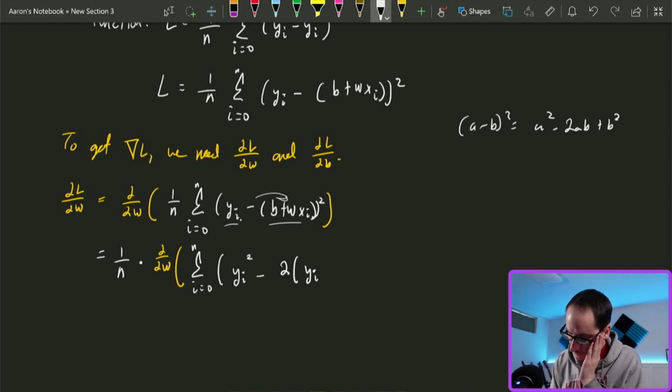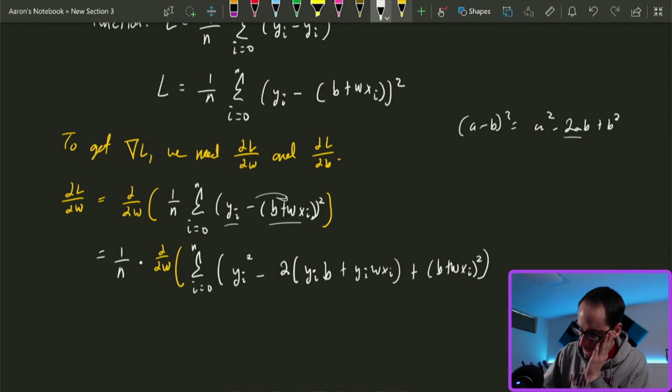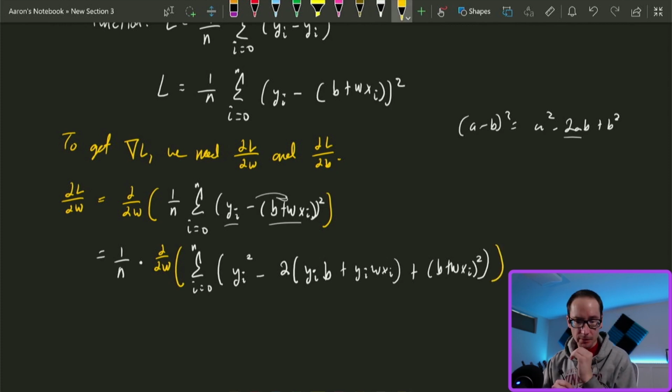So minus 2 times yi times b, and then yi times wxi. There we go. So that's my middle cross product term, and then plus that second part squared, b plus wxi squared there. Okay, there we go. Looks good.